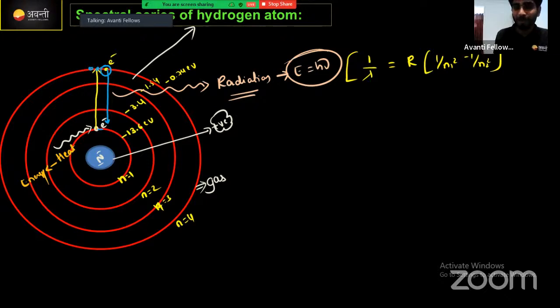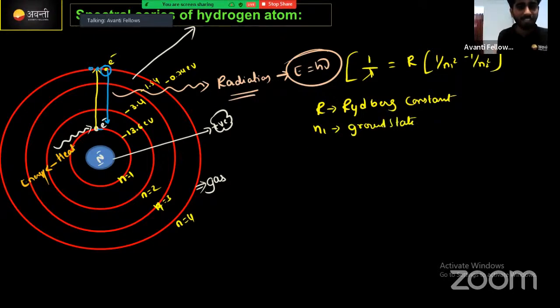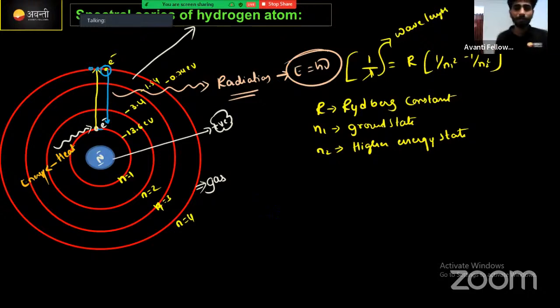Here, the value of lambda is calculated using 1 by lambda is equal to R into 1 by n1 square minus 1 by n2 square. Here R is the Rydberg constant. n1 is the ground state, and n2 stands for the higher energy state. Lambda is the wavelength.